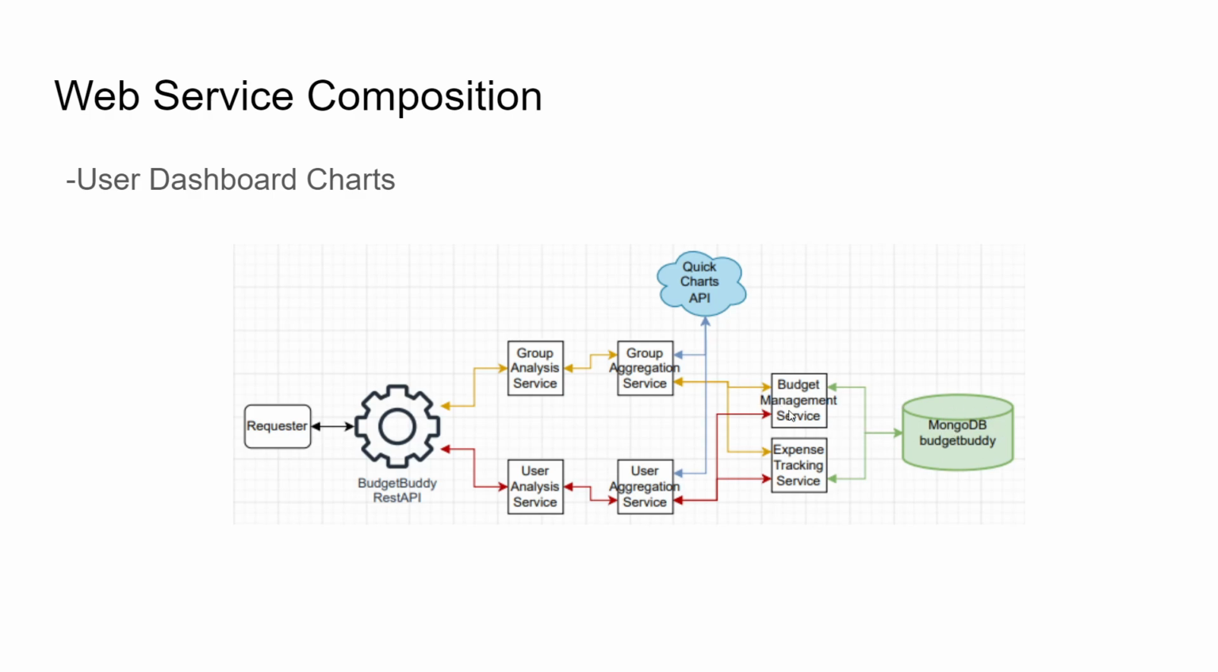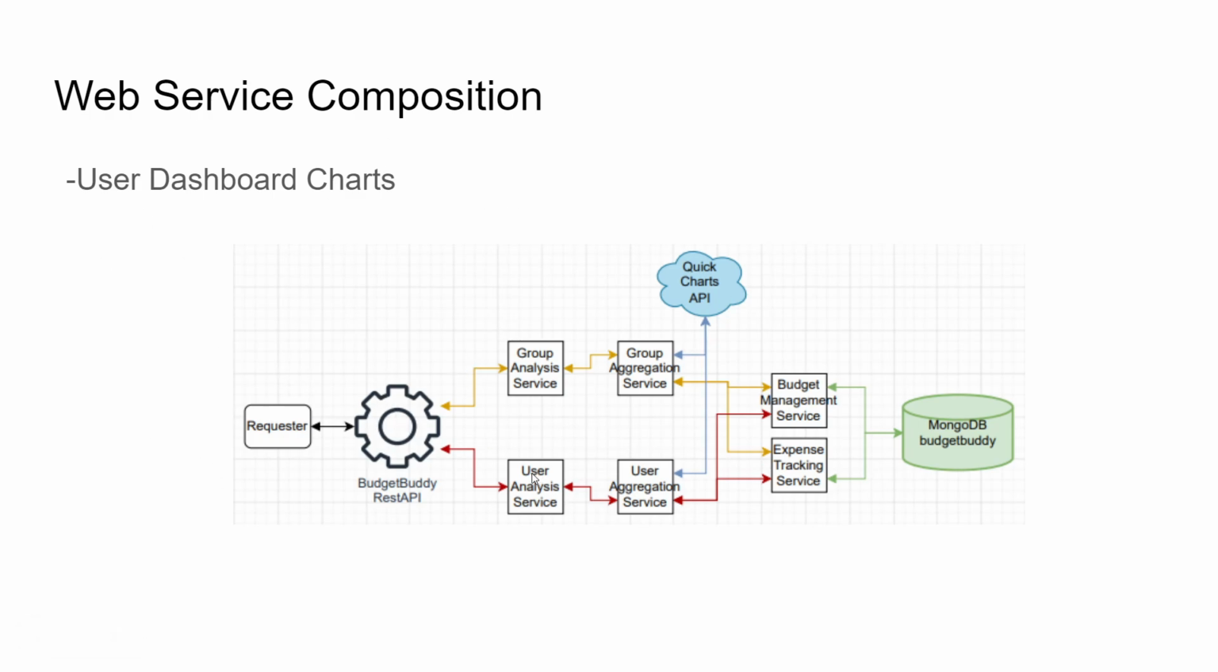And upon obtaining that information, it returns it to the group aggregation service and sends a request to the Quick Charts API, which returns a visualization of the budget plans that were retrieved from the database and the expenses that they contain as well. Then it returns that chart to the group analysis service and then finally to the backend API, which is returned to the client one last time to display that chart on the front end.